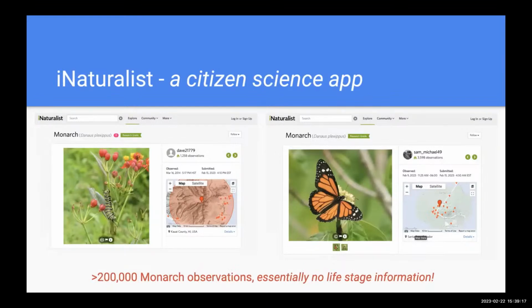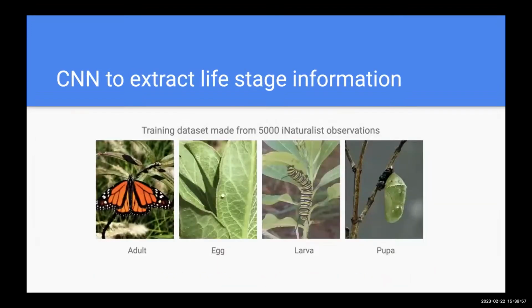iNaturalist is a citizen science app that uses machine learning to identify plants and animals. It has a global user base, and at present there are over 200,000 monarch observations logged with the app. Although the app is capable of identifying monarchs, life stage was not part of the original data model. The app relies on user input for determining life stage, and it's not a model output. As a result, most observations don't have life stage metadata associated with them.